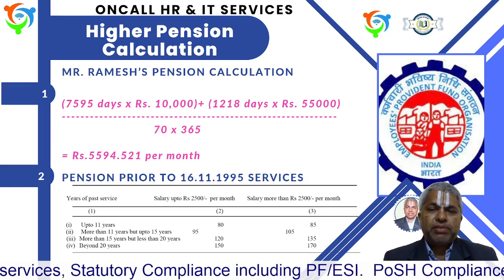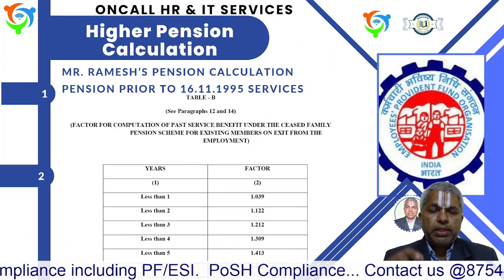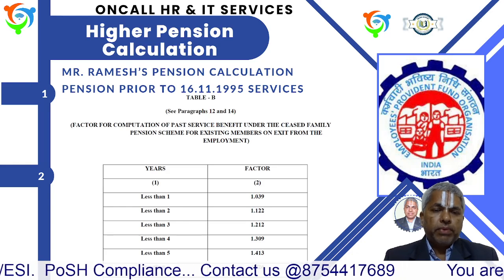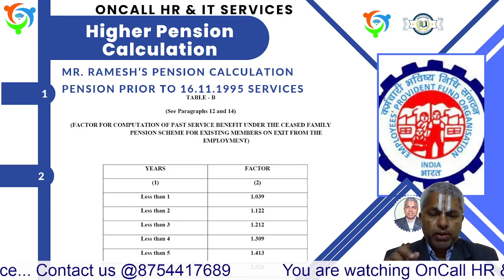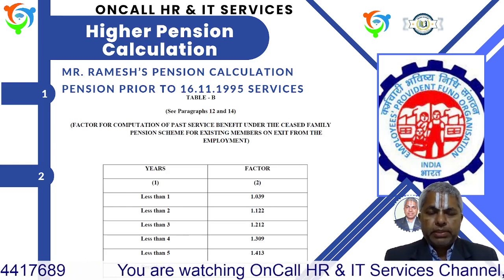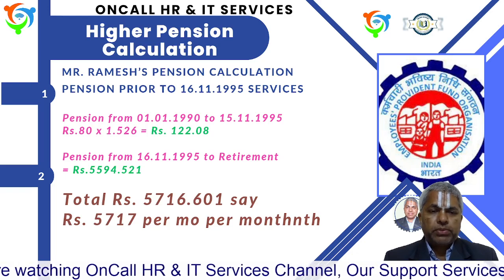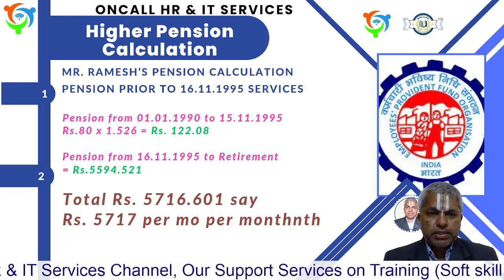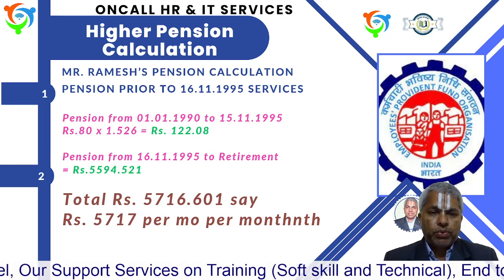We have to multiply this with the factor which is given in the scheme table B. In the table B, each year what is the factor we have to multiply with that amount specified in the para 12. For our example, less than 6 years, the factor is 1.526. We have to multiply that amount whatever given in the para 12 into the factor which is given in the table B. So we are multiplying 80 rupees into 1.526 equal to 122.08. So prior to 16/11/1995, the pensionable amount for him is 122 rupees 0.08.